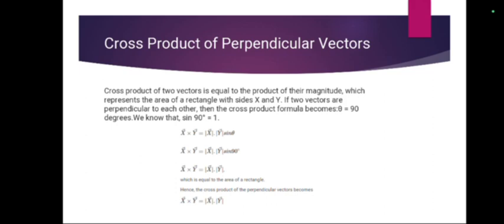Cross product of perpendicular vectors. The cross product of two vectors is equal to the product of their magnitude, which represents the area of a rectangle with sides x and y. If two vectors are perpendicular to each other, then the cross product formula becomes theta equal to 90 degrees. Therefore, x cross y equal to mod x into mod y into sine theta, that is equal to mod x into mod y into sine 90, where sine 90 equal to 1. Therefore, mod x into mod y equal to x cross y, which is equal to the area of the rectangle.